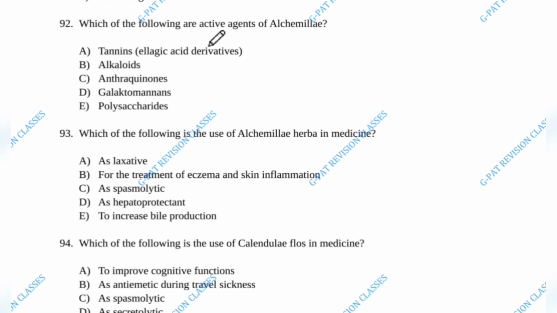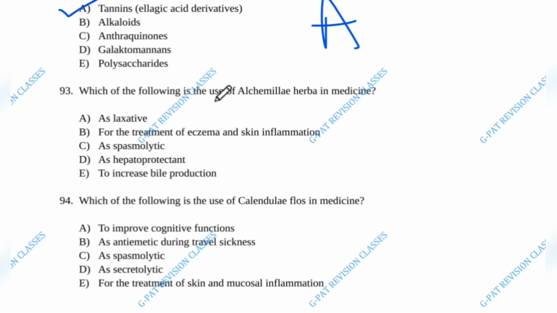Which of the following are active agents of Alchemilla? The answer is A. Tannin, that means ellagic acid derivatives. Okay. Next is question number 93. Which of the following is the use of Alchemillae herba in medicine? The answer is B. For the treatment of eczema and skin inflammation. Okay. Next is question number 94.